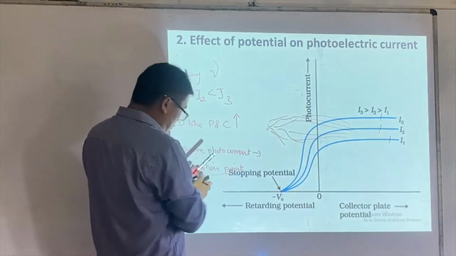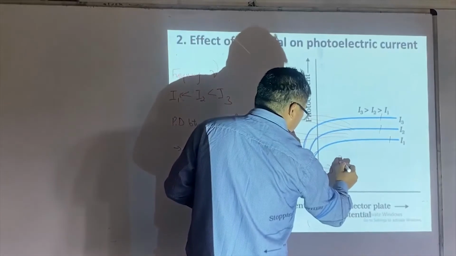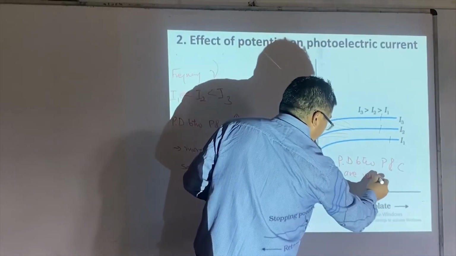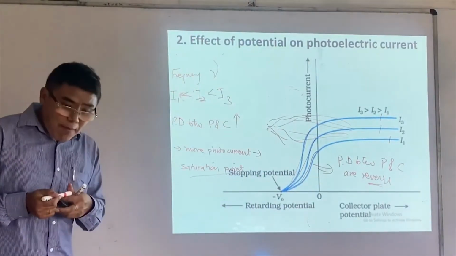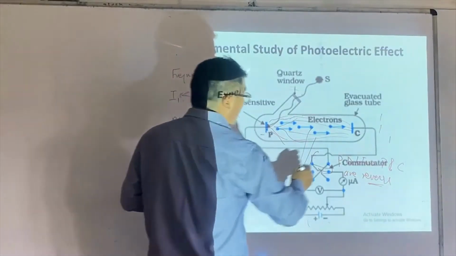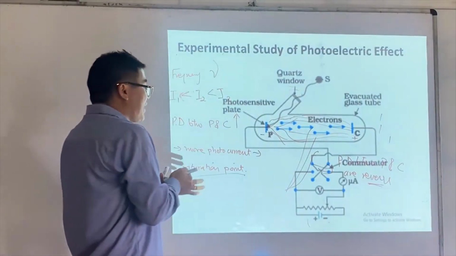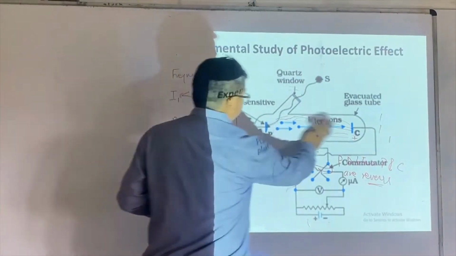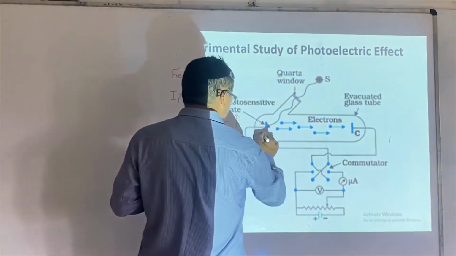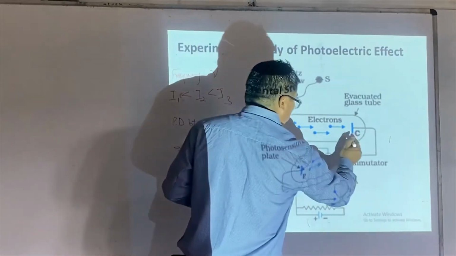Now what I'm going to do is reverse the potential difference between P and C. I'm going to make this negative and this positive by changing the commutator. Initially it was negative, now this is positive and this is negative.